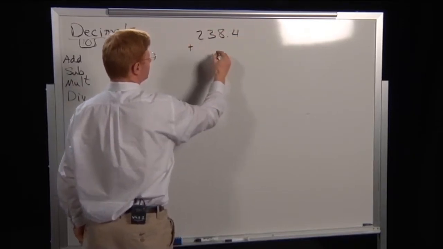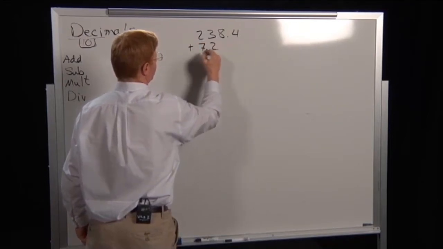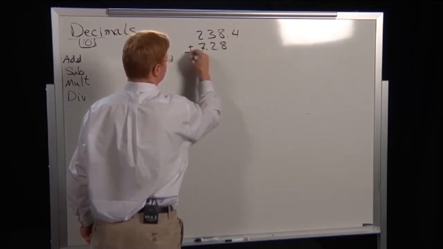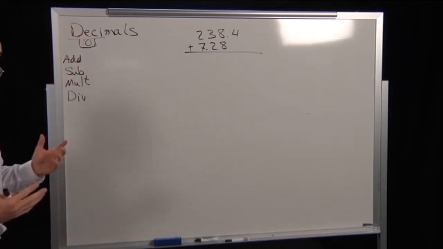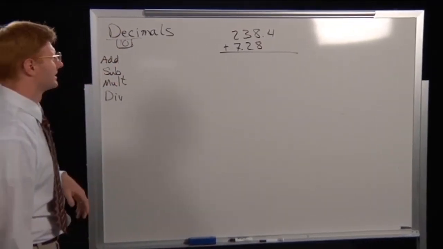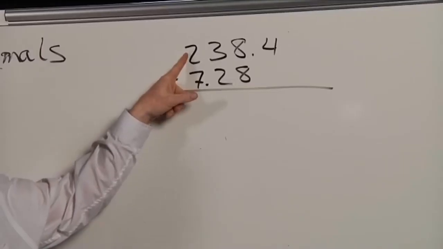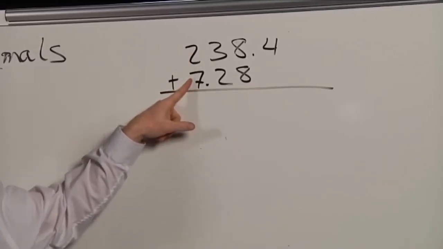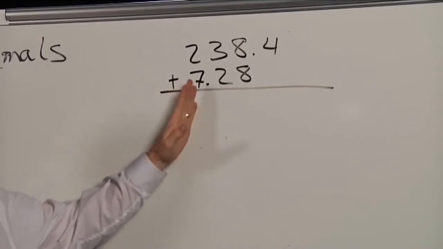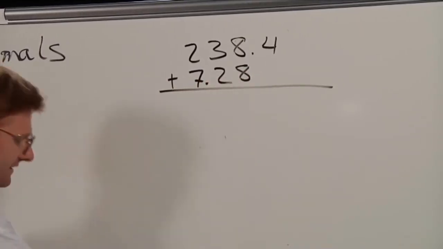238.4 plus 7.28. Something like that. Now again, it just looks odd. You're like, that's not quite right. And that's correct. Here, this 2 represents hundreds, that 7 represents ones. You got 2 hundreds plus 7 ones. It's like adding apples and sheep. You can't do it. That's why that decimal point needs to be exactly lined up.